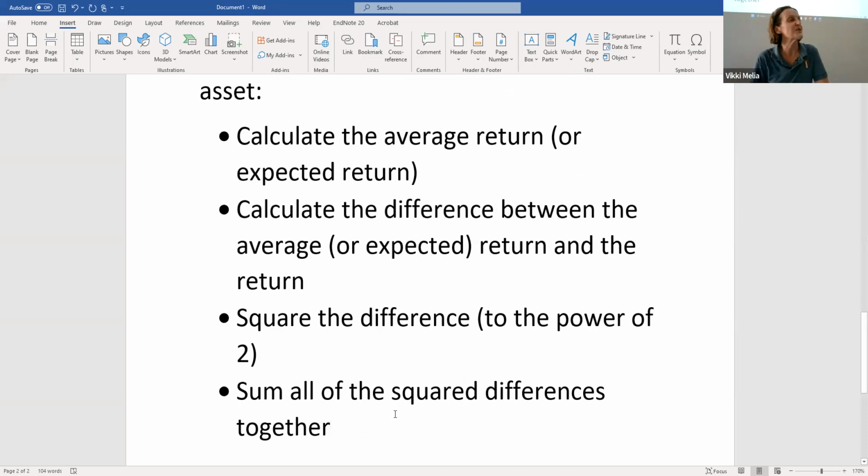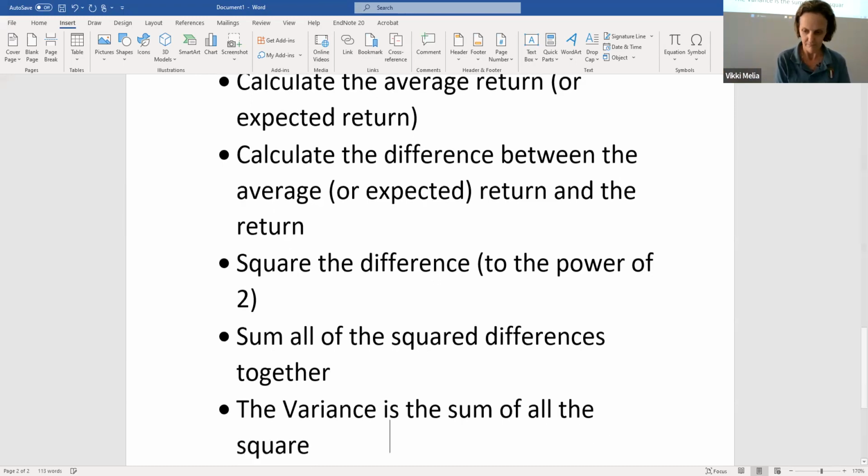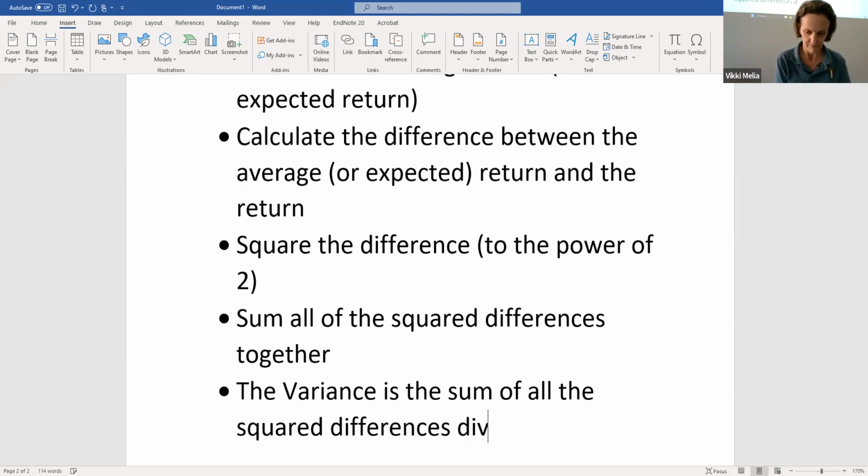We add all of the squared differences together, but that's not the variance. The variance is actually the sum of all the squared differences divided by t minus 1 to get the variance. What's t? Yeah, the number of items, the number of observations, the number of pieces of data that you have is what we mean by t. So that gives you the variance.